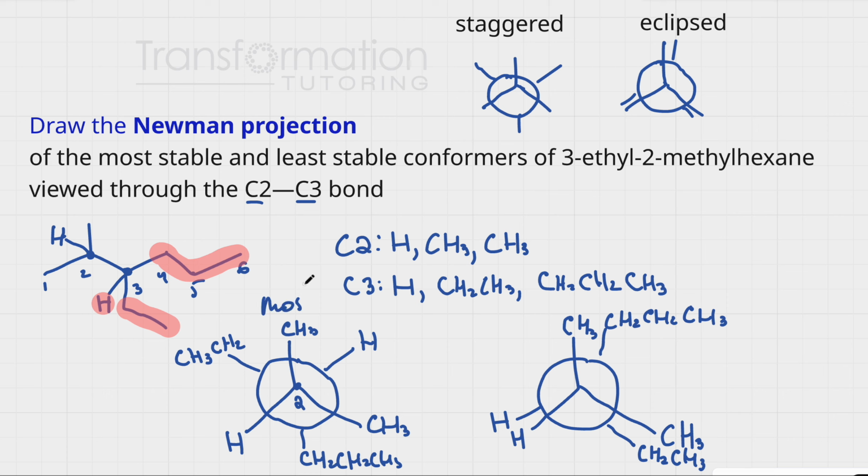We can say most stable here. Another way to draw it is you could just draw lines. You don't have to write it out. Or you could write methyl, ethyl. You could write the words out also to show the groups.